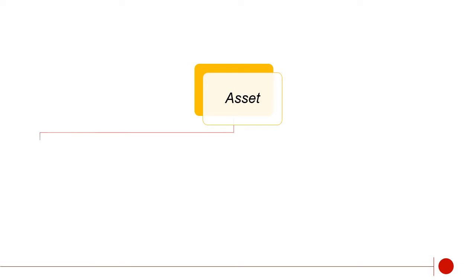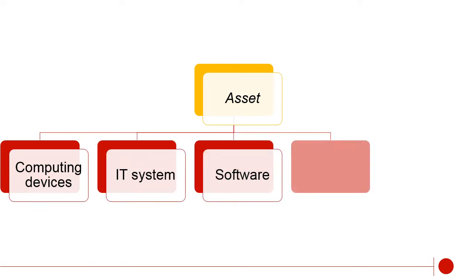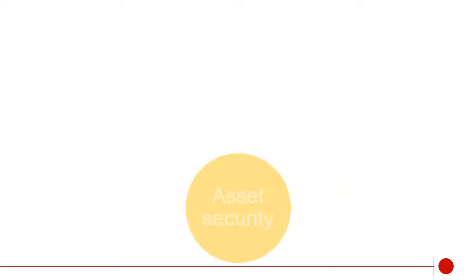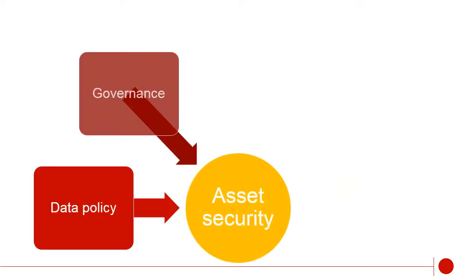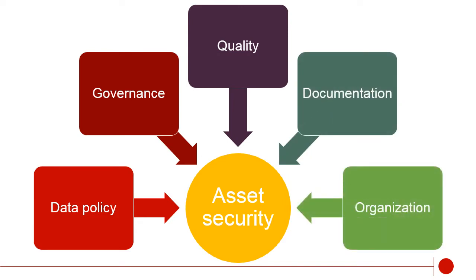Assets are computing devices, IT systems, software, virtual computing, and hardware. Asset security concepts are related to data policy, governance, quality, documentation, and organization.